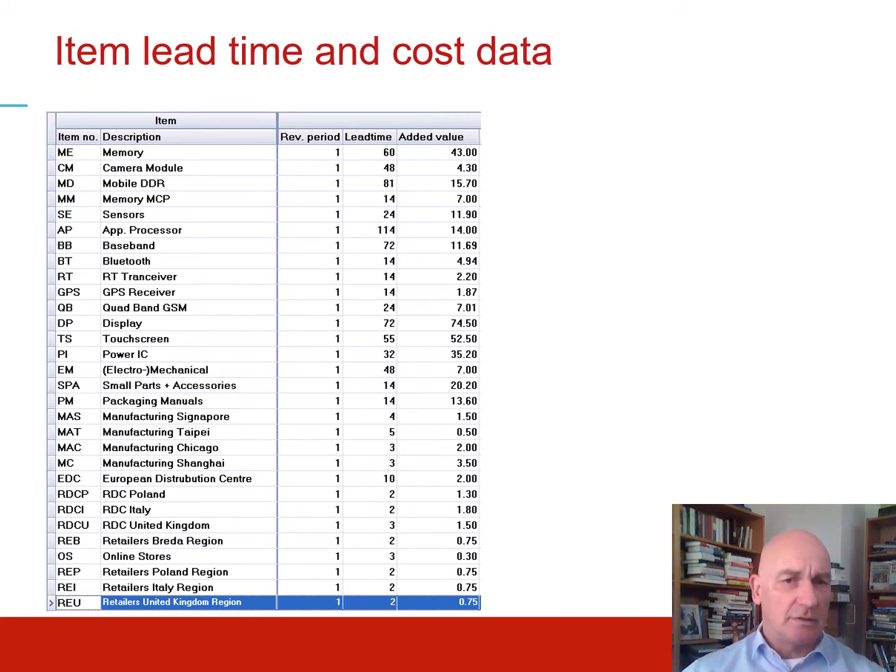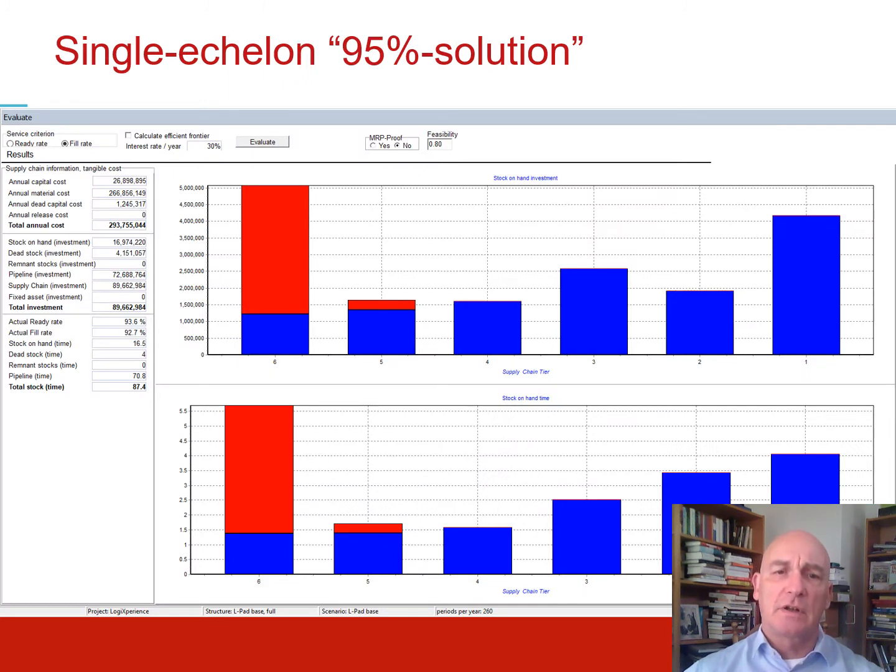Here you see the detailed data that we gathered for this case, but let's move on to the single item, single echelon solution, 95%, and here you get the user interface that we use. In the tool that we have, it's still a prototype tool, but it already has done a good job with many projects in companies. Here you see that we have a cockpit that says, well, this is the cost part, the tangible cost part, consisting of capital cost, material cost, and then we have something called debt capital cost, and I'll explain that in a minute, and then the total annual cost.